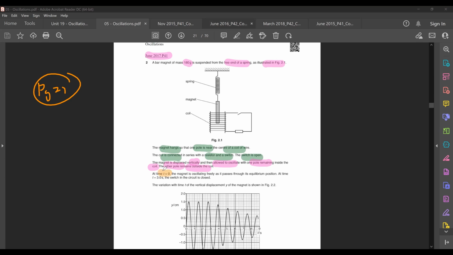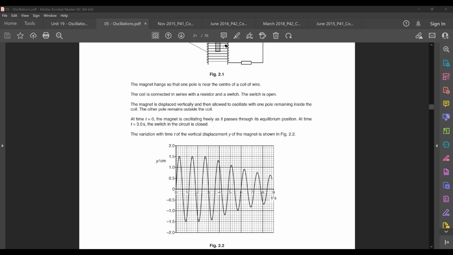At time t equals 0, the magnet is oscillating freely as it passes through its equilibrium. At time 3 seconds, the switch in the circuit is closed. The variation with time of the vertical displacement y of the magnet is shown in figure 2.2.